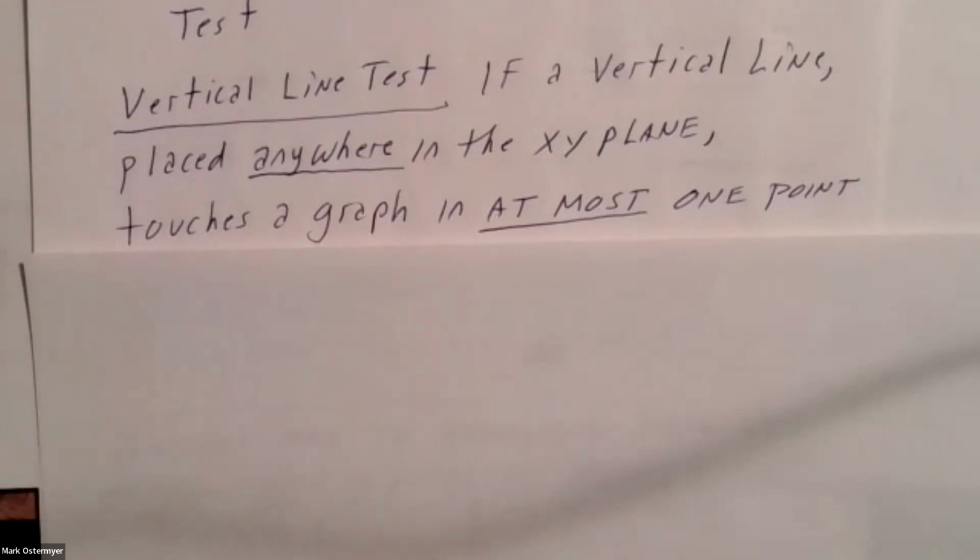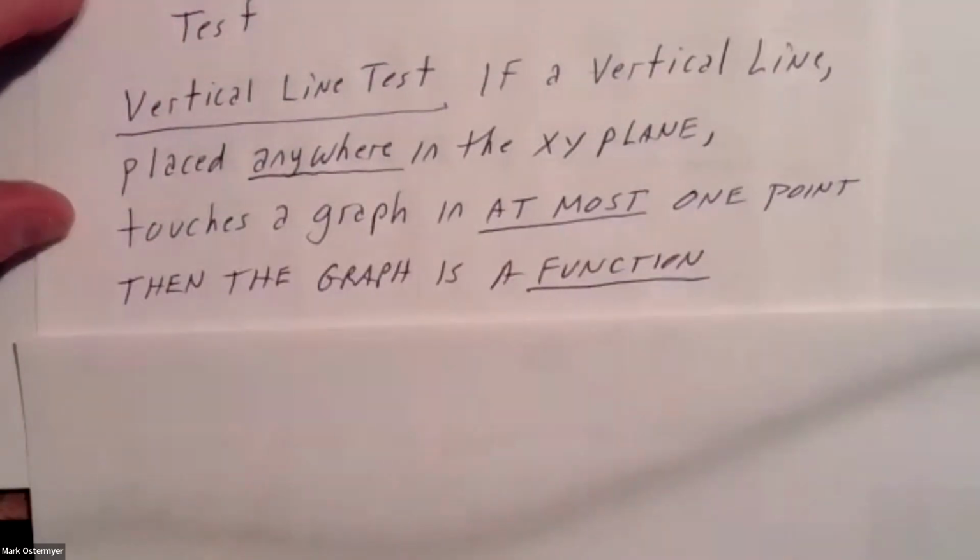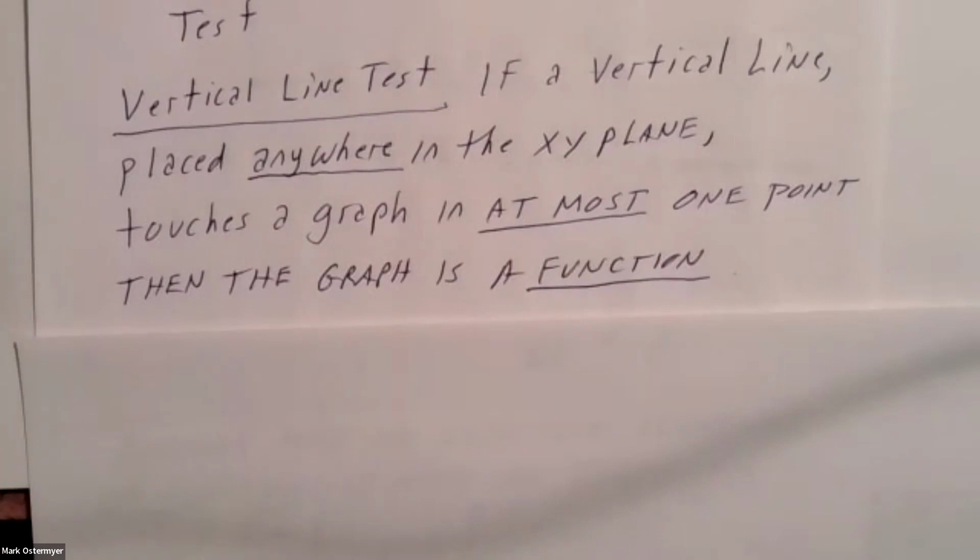If that vertical line, no matter where it's placed in the XY plane, touches the graph at most one point, then the graph is a function. We say the graph passes the vertical line test. If a vertical line placed somewhere in the XY plane touches the graph in more than one point, then the graph is only a relation. It's not a function. Any questions about the vertical line test?